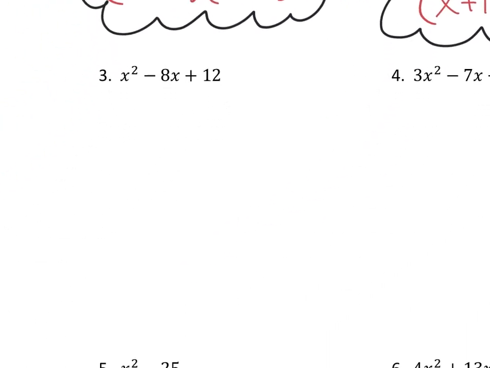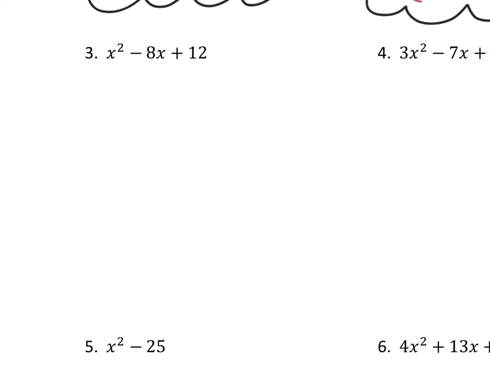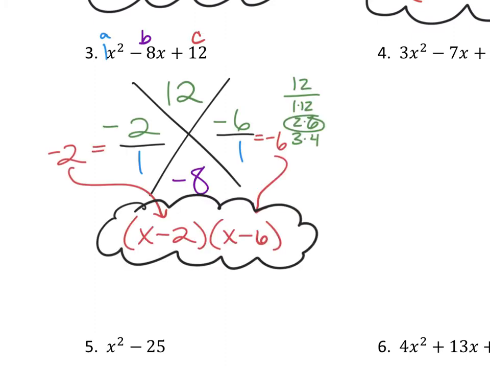Now this third one is for you. I want you to pause the video and I want you to try this one. Set up an X puzzle and factor the polynomial. If you factored this correctly, you should have ended up with x minus 2 times x minus 6. Pause the video for a second and look through the work to see if you need to correct any mistakes on your notes.